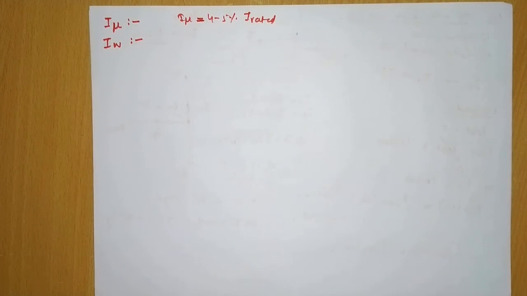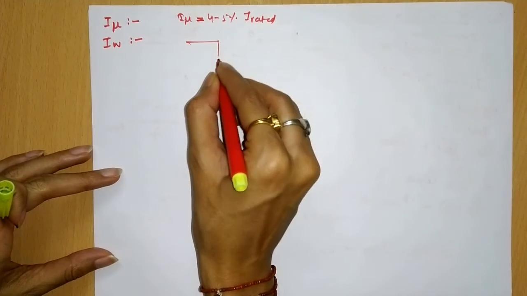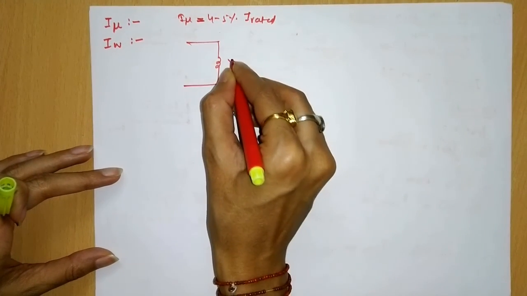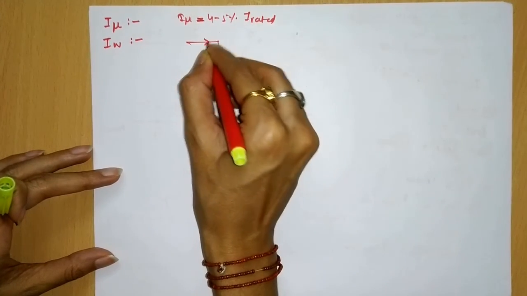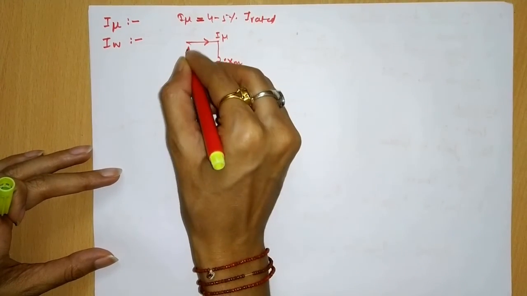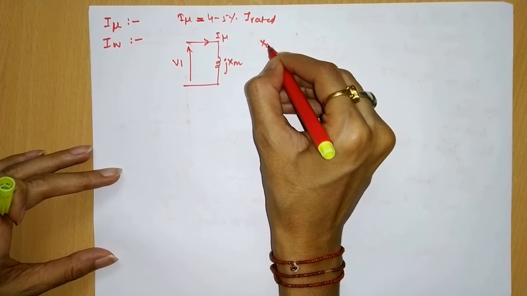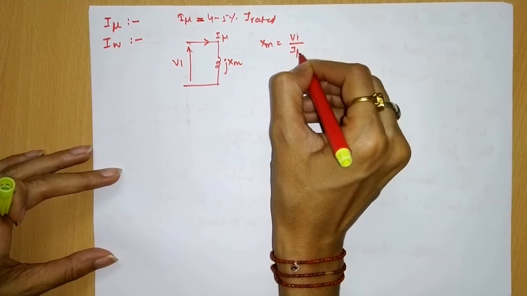As this I mu is lagging the voltage by 90 degree, this current can be represented using a lumped inductive reactance on the primary side of the transformer. It is not represented on the secondary side because I mu is drawn by the primary winding. So it is represented as Xm. This is I mu. This is V1. Xm is equal to V1 upon I mu.